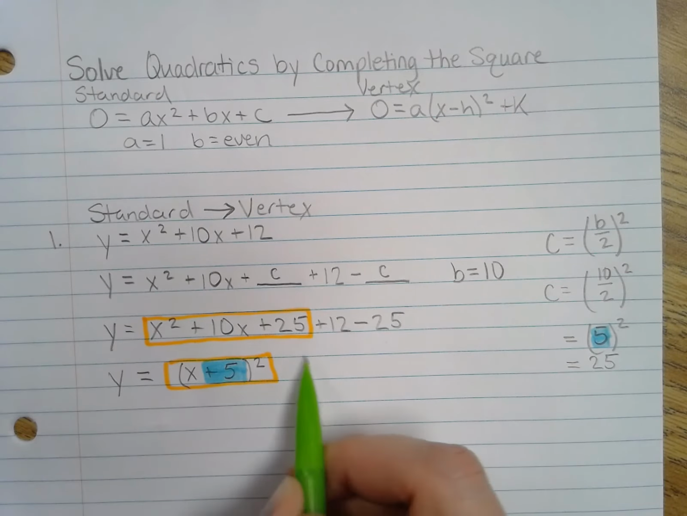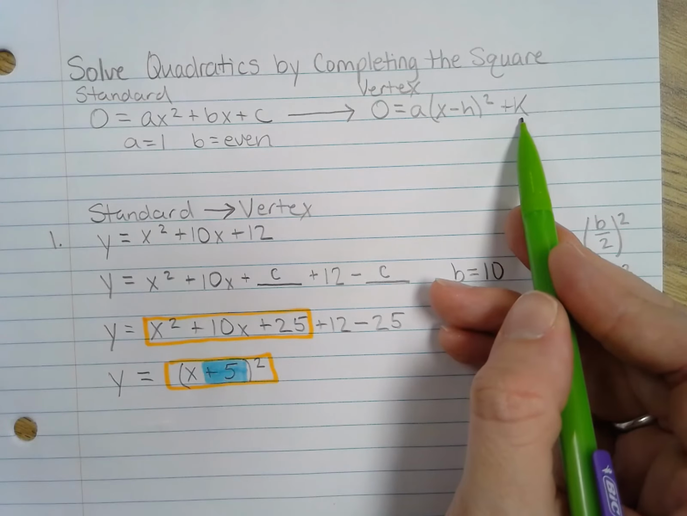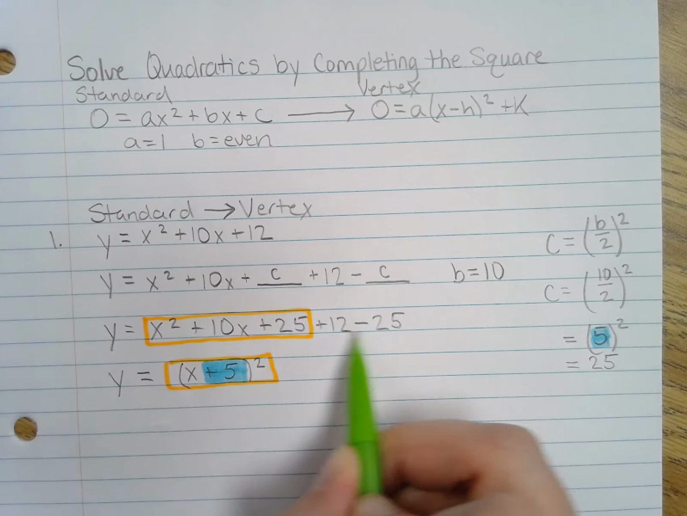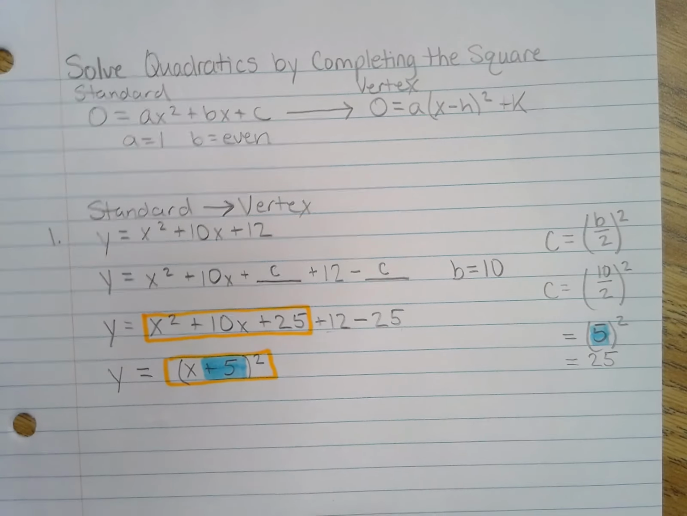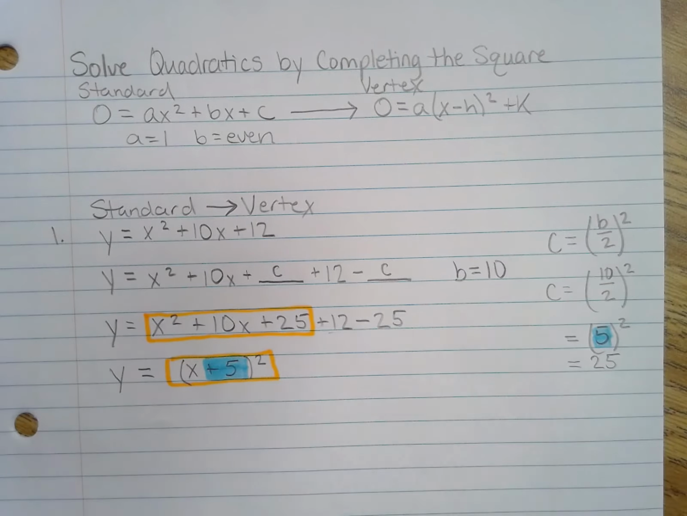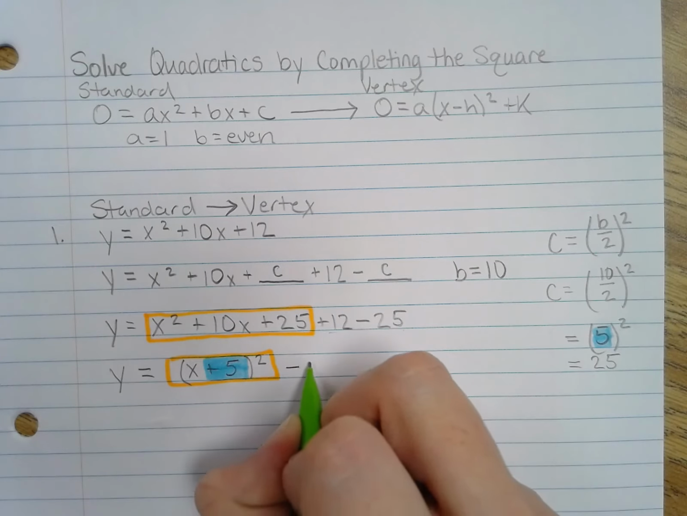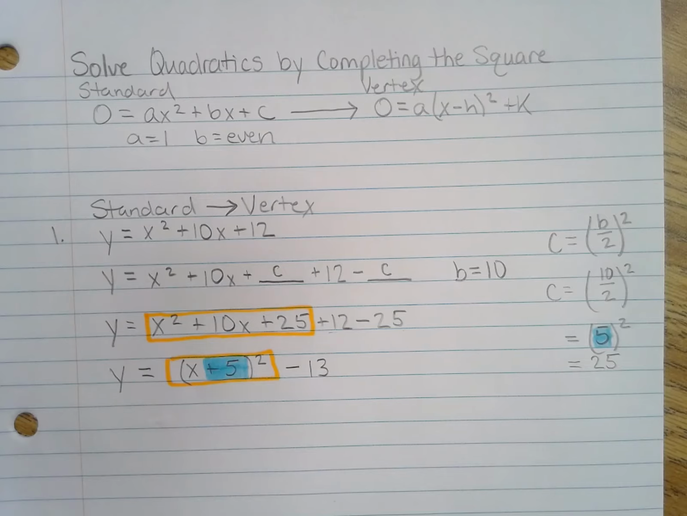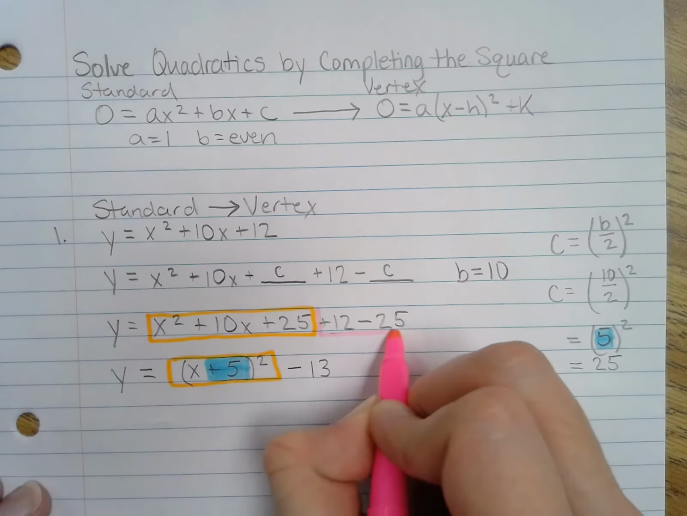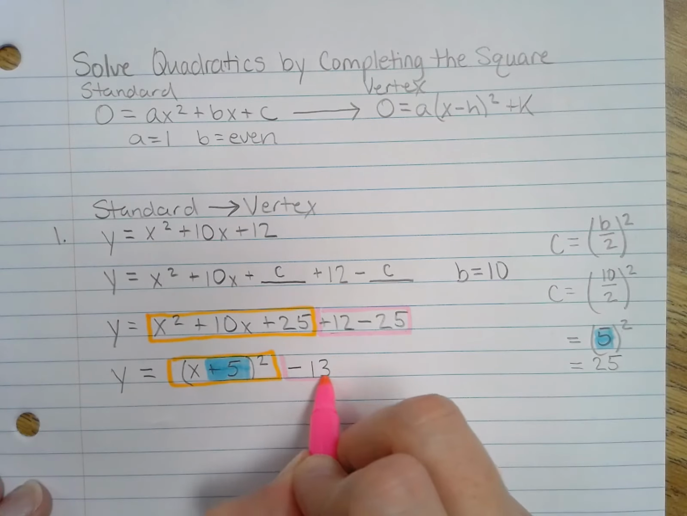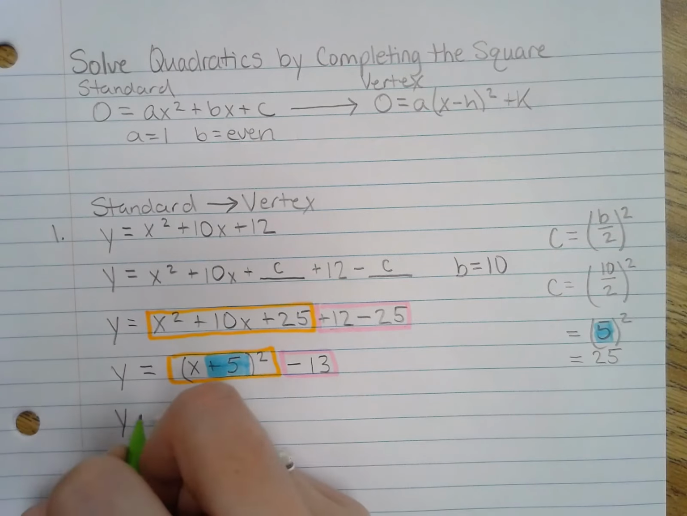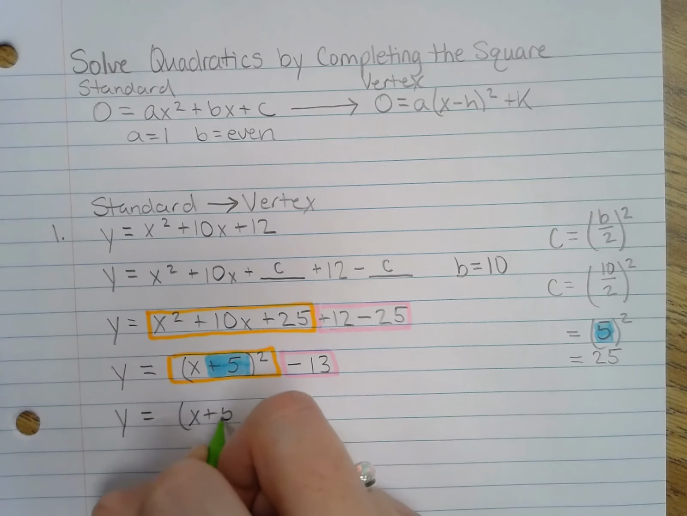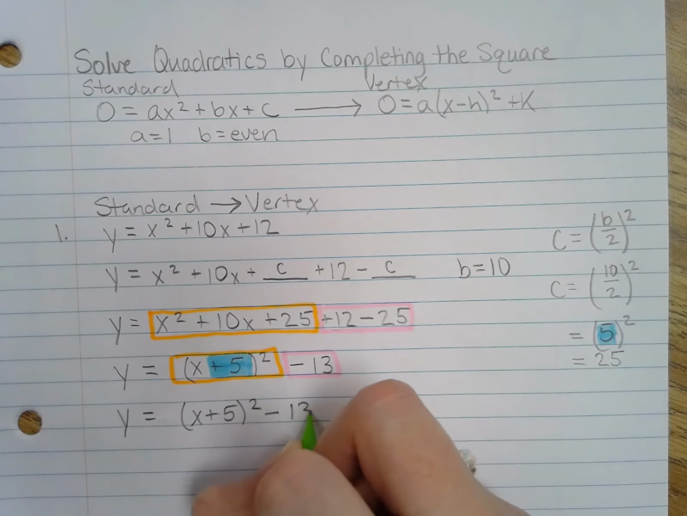To get the last term, because we're trying to find it in vertex form, we need that plus k. We just combine these values. So 12 take away 25. So 12 minus 25 gives us a negative 13. So we get those by combining these like terms. That's just a constant 12, and we're taking away 25. So that's where that comes from. So that is our equation in vertex form. Y equals x plus 5 quantity squared minus 13.